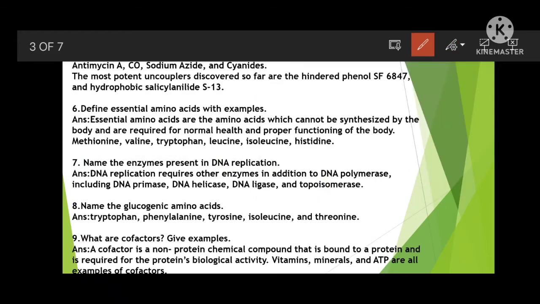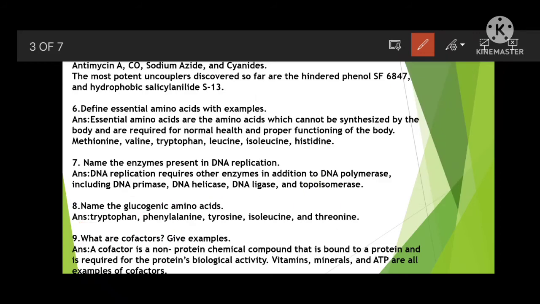Now let's discuss, name the enzymes present in DNA replication. Mainly DNA polymerase, helicase, ligase and topoisomerase. These are the 4 important enzymes which play a vital role in DNA replication. Then the 8th one, name the glucogenic amino acids: tryptophan, phenylalanine, tyrosine, isoleucine and threonine. These are the 5 important glucogenic amino acids.